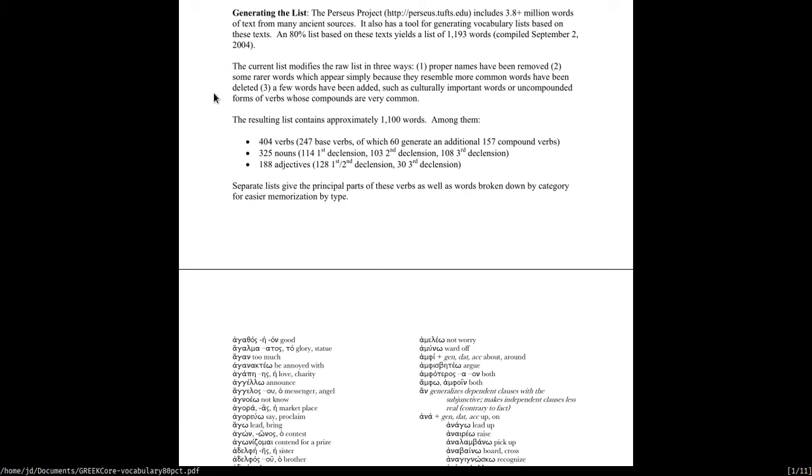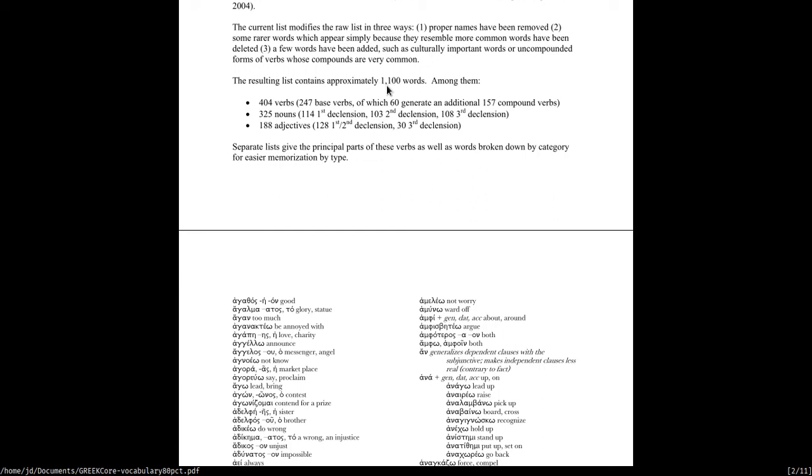So the current list modifies the raw list in 3 ways. 1, proper names have been removed because those are pretty simple. And 2, some rarer words which appear simply because they resemble more common words have been deleted. And 3, a few words have been added, such as culturally important words or uncompounded forms of verbs, whose compounds are very common. So that makes the list approximately 1,100 words. And it has 404 verbs, 325 nouns, and 188 adjectives.